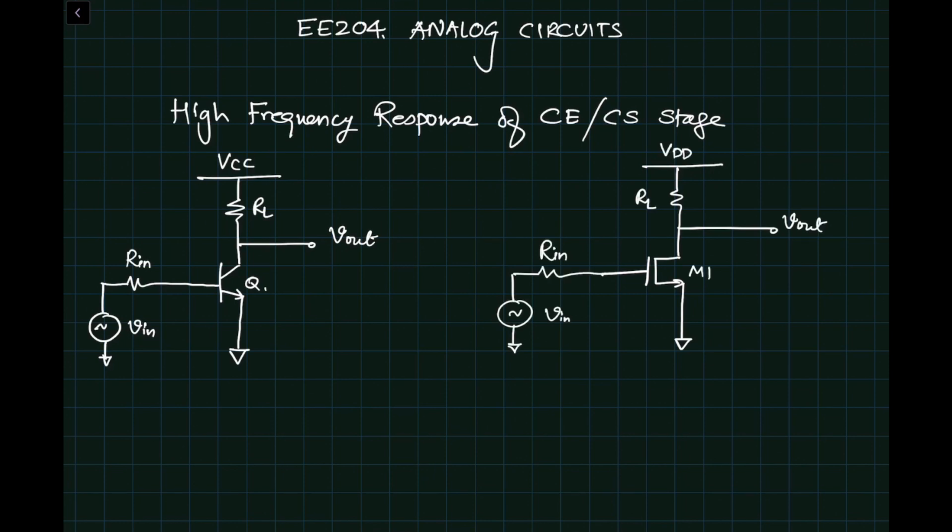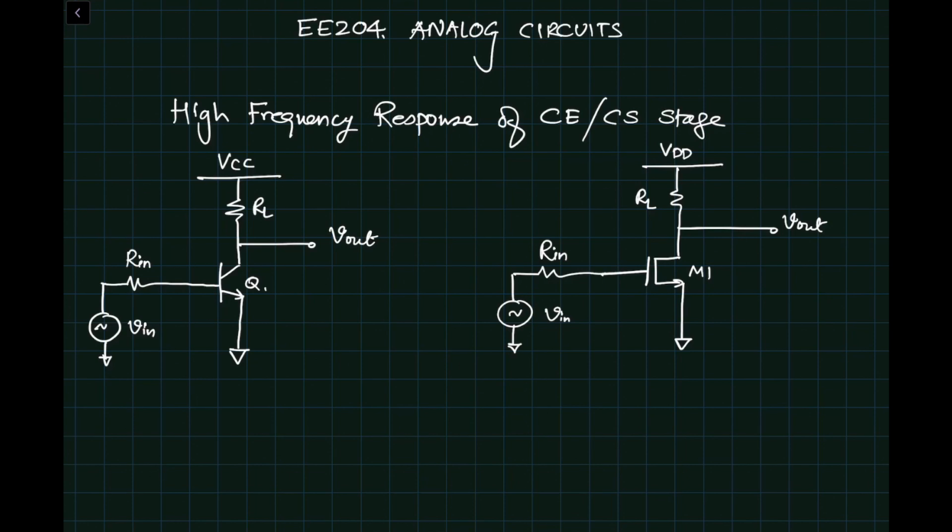On the left side, we are seeing a common emitter amplifier. On the right side, I have drawn a common source amplifier. Going forward, we will always be comparing bipolar and MOS transistor stages together so we can draw parallels between the two configurations. The Rin is representing the previous stage output resistance, and I'm not showing the bias voltage, which makes sure that transistor Q1 is in the forward active region, or transistor M1 is in the saturation region.